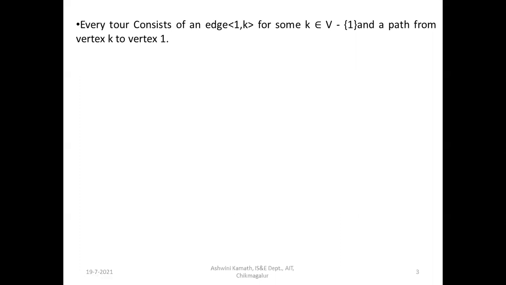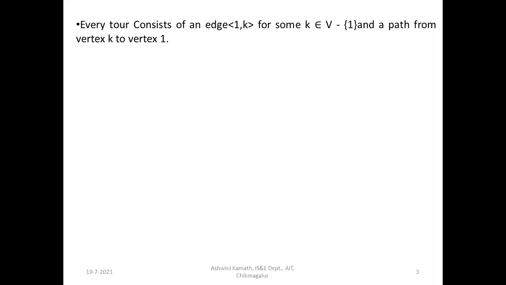Every tour consists of an edge 1 comma k for some k belonging to V minus 1. So if you consider the tour, that tour will have the edge 1 comma k, where k belongs to V minus 1, so it will not be equal to 1. In between, he should not visit the starting city. That's why it is with vertices other than 1, that's why it is V minus 1.